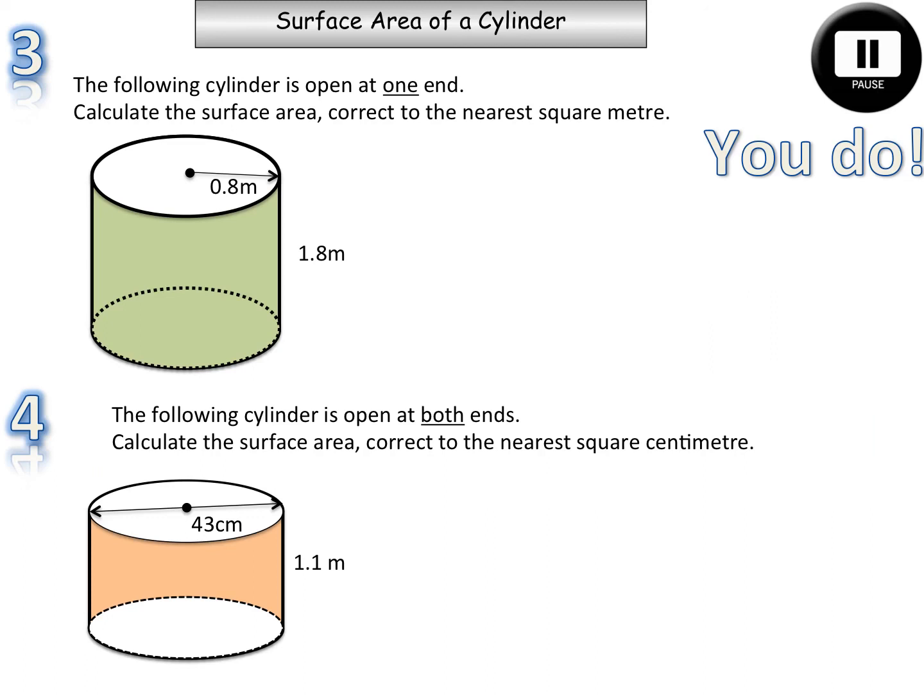Okay, here we are with two questions. Question 3, calculate the surface area where this is open at one end and answer it to the nearest square meter. And question 4, it's open at both ends and the measurements are not the same. So find the surface area correct to the nearest square centimeter. Okay, we'll see how you go.